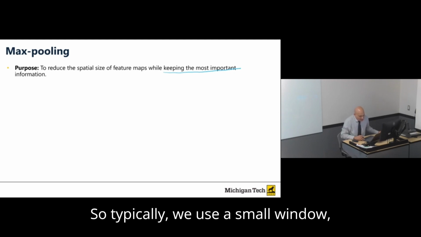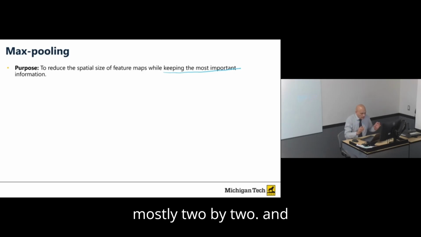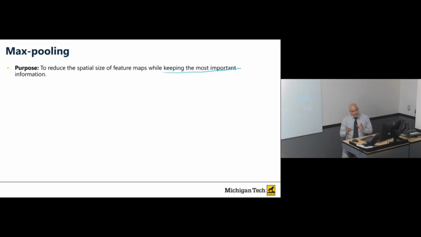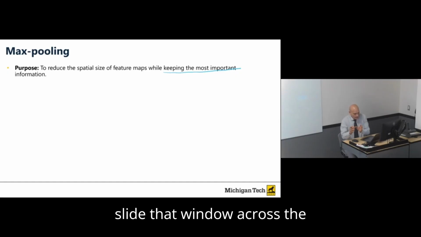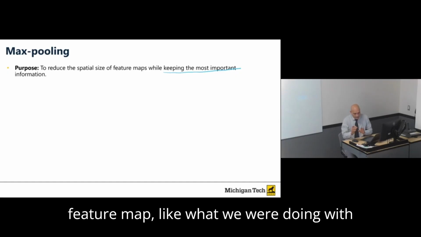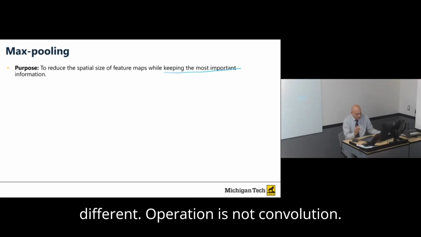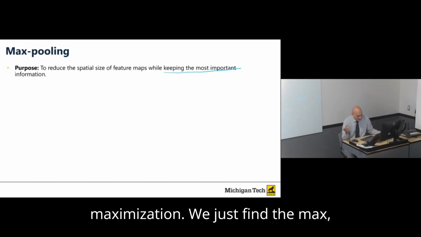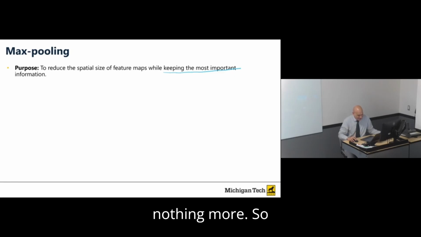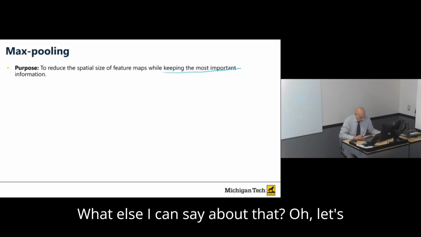So typically we use a small window, mostly 2 by 2, and slide that window across the feature map, like what we were doing with convolution, but the operation here is different. The operation is not convolution, it's maximization. We just find the max, nothing more. Let's see the picture.